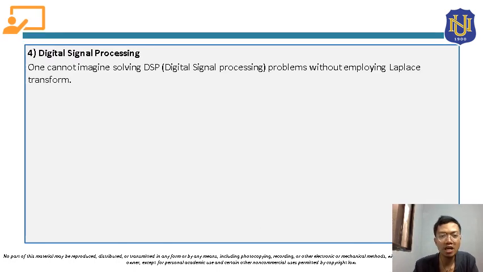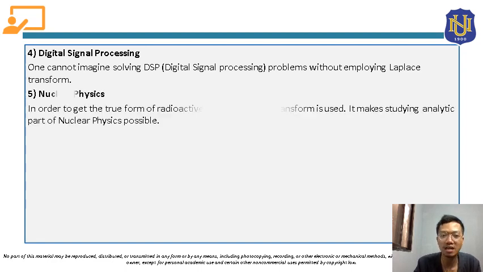The fourth application is for digital signal processing. One cannot imagine solving DSP or digital signal processing problems without employing Laplace transform. The fifth application is for nuclear physics. In order to get the true form of radioactive decay, a Laplace transform is used. It makes studying the analytic part of nuclear physics possible.